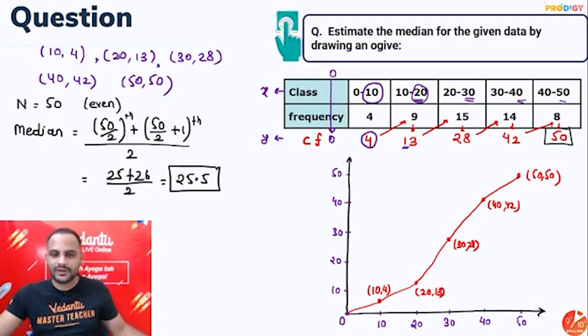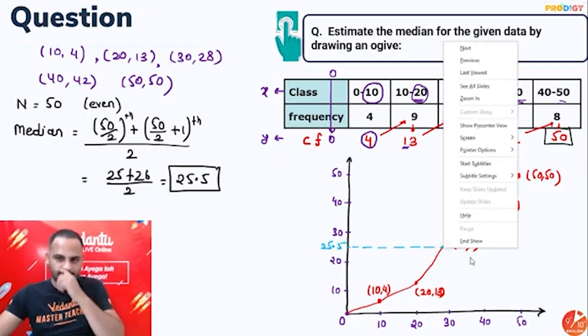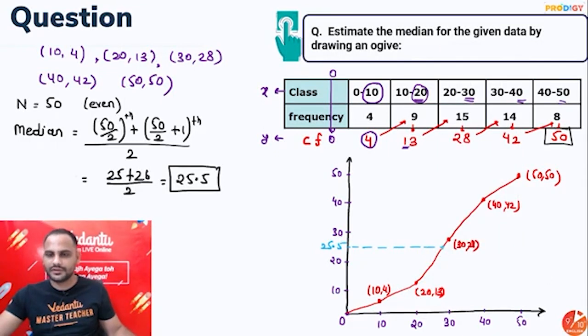Now where will you get the 25.5th term? Here, this is 20, this is 25, so around here you have got 25.5. Now from here, draw a line parallel to the x-axis and let it meet the ogive. Wherever it meets, from there drop a perpendicular over here.